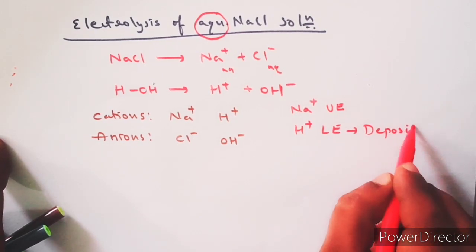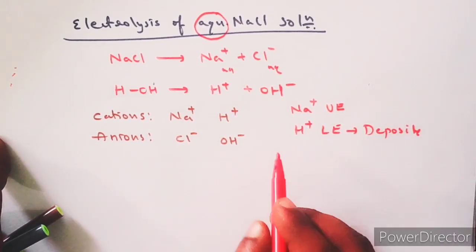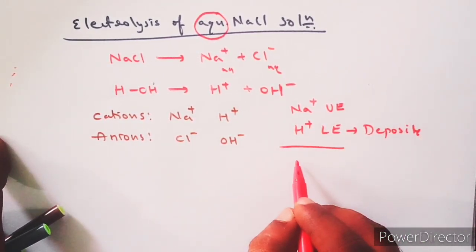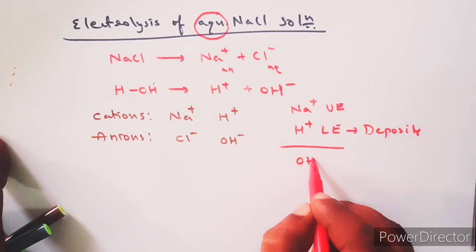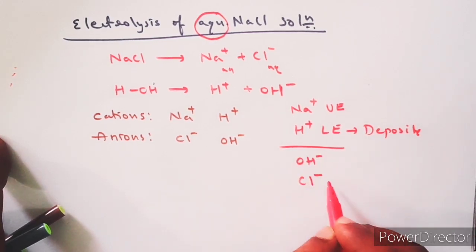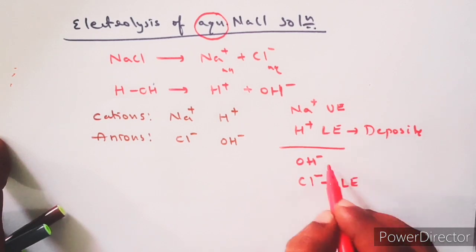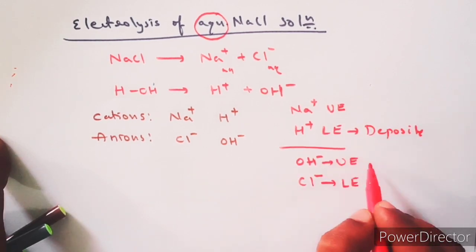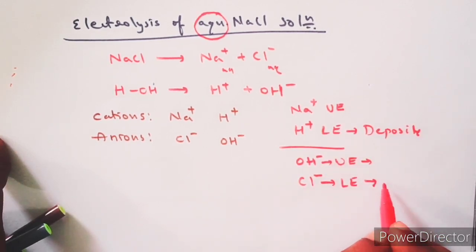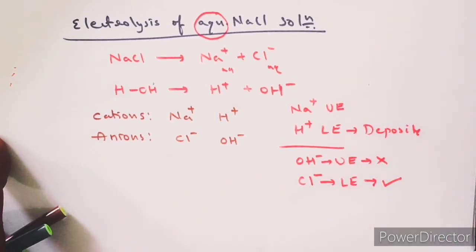Clear now, right? In case of the anions, hydroxide ion and chloride ion are there. Chloride ion is a lower element, hydroxide ion is an upper element in the series. So which can be deposited here? Lower element can deposit but not upper element. Easy, right? Now let us write the reactions here.